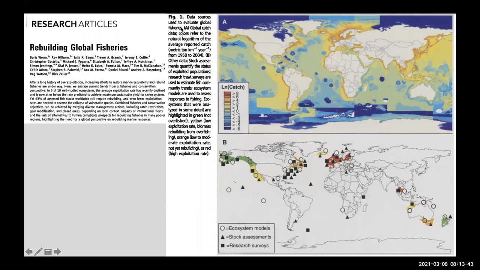And so these are global catch data. What you're seeing is the natural logarithm of the average reported catch from 1950 to 2004. I mean, these are huge amounts of data.